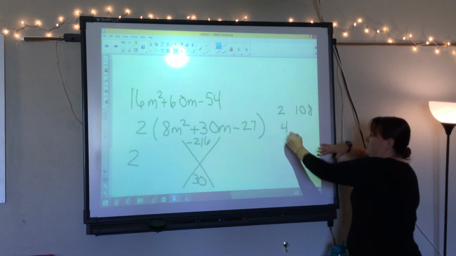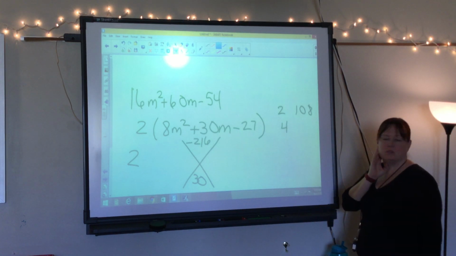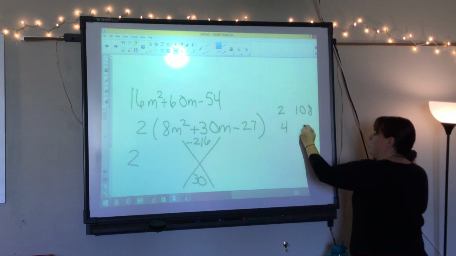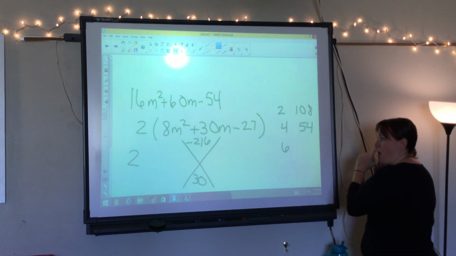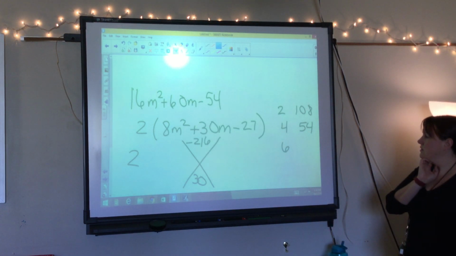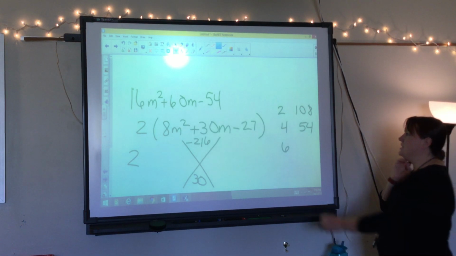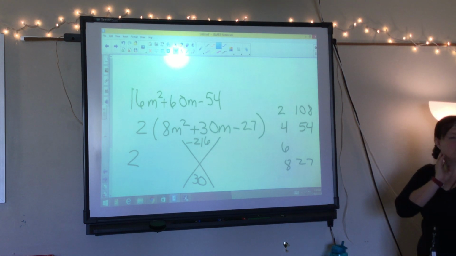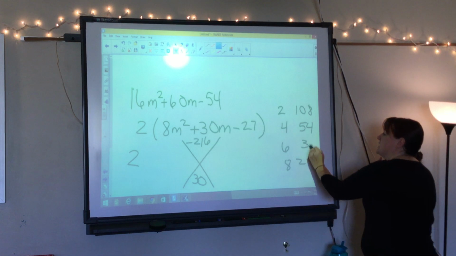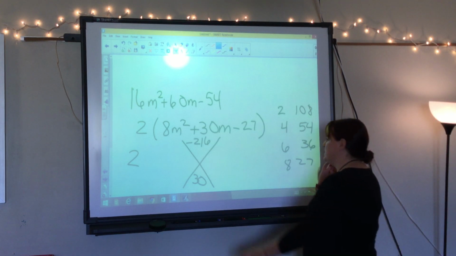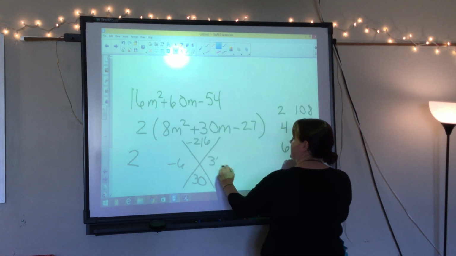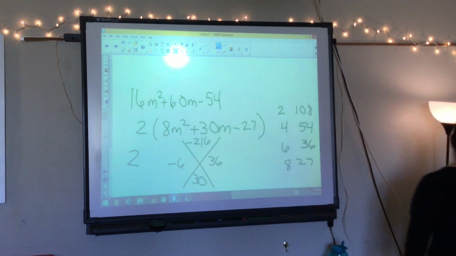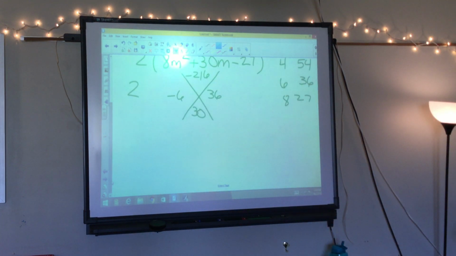216 divided by 4 is 54, still too big. So let's divide it by 6. I don't think it's going to work. I think it's 8. No, it isn't. You said have 6 and 36, because then you could have a negative. 6 times 36 equals negative 216. So we'd have a negative 6 and a positive 36. That would give us a positive 30. Okay, and so now we write our factors.